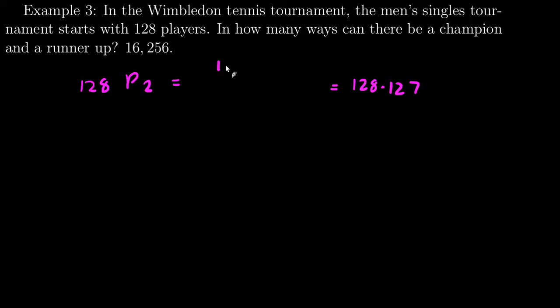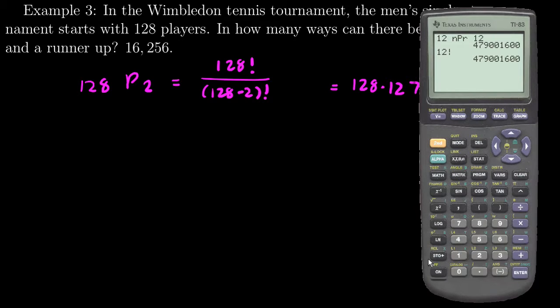I could use the formula, 128 factorial over 128 minus 2 factorial. And any way I do this, I should end up with 16,256. Now, let me look into the calculator. There might be an issue with this numerator, at least for the TI-83 I'm using here. But the 128P2 should still work. So 128, go over to P2, and I got that fine.